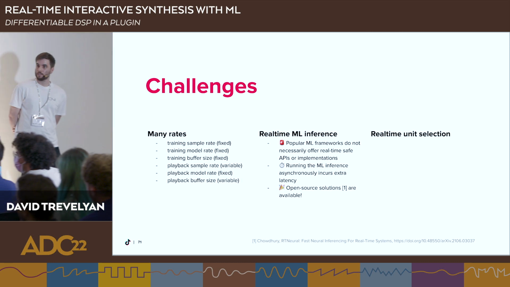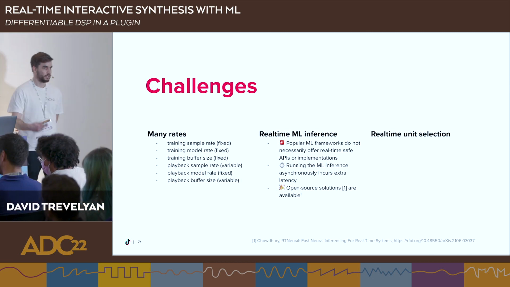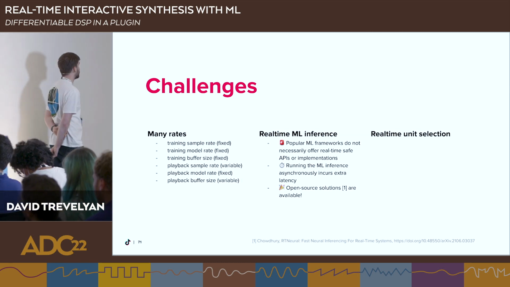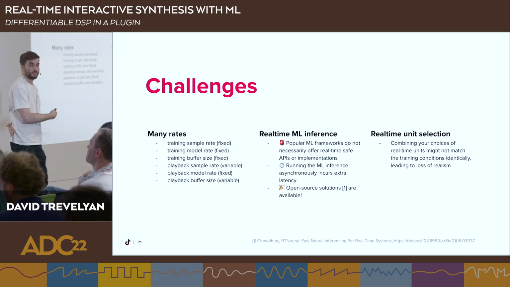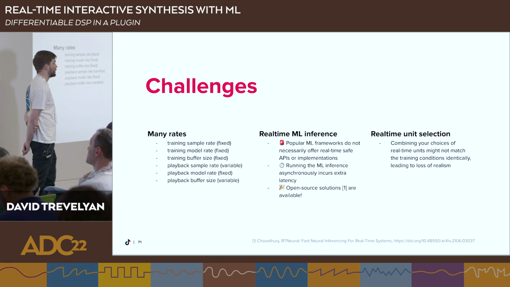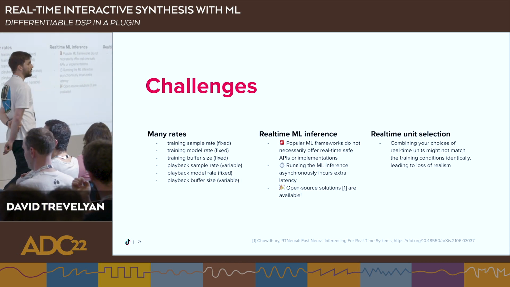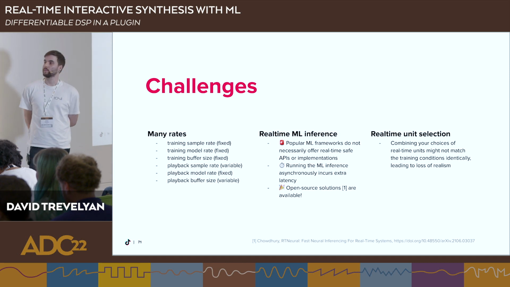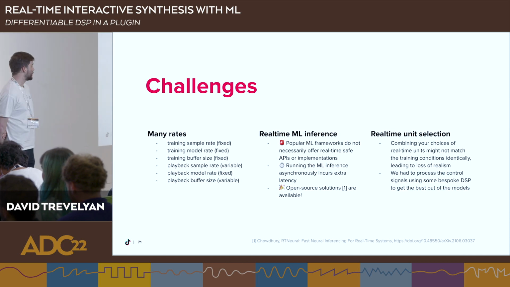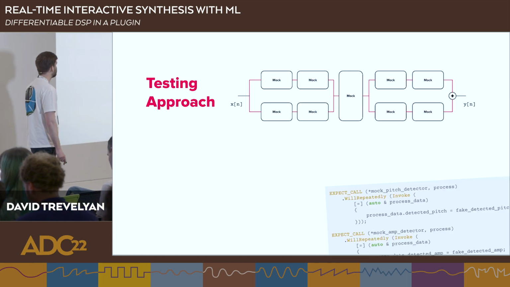And then the other tricky bit we found was because we had so many choices about which real-time units we wanted to use, combining those, they obviously don't match the training conditions exactly. And that can lead to a bit of a loss of realism, which might be desirable, but if it's not desirable, you'll need to do some massaging of those signals.